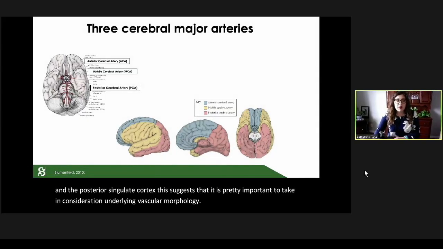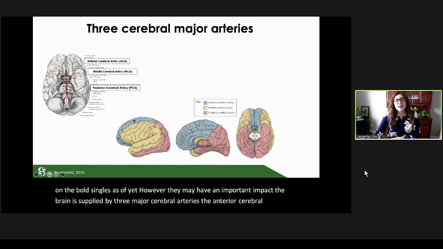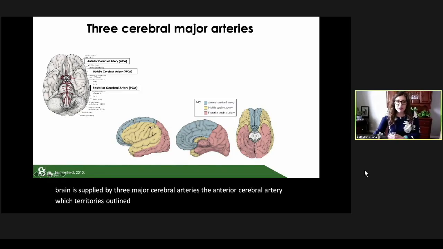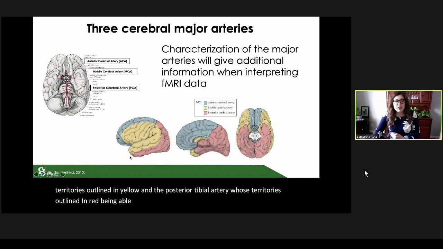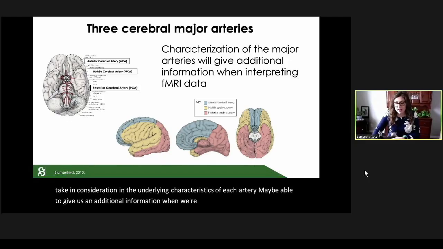In terms of cerebral arteries, they've received little attention in terms of their effect on the BOLD signal as of yet. However, they may have an important impact. The brain is supplied by 3 major cerebral arteries: the anterior cerebral artery, whose territory is outlined here in blue, the middle cerebral artery, whose territory is outlined in yellow, and the posterior cerebral artery, whose territory is outlined in red. Being able to subdivide the brain into each of these regions and take into consideration the underlying characteristics of each artery may give us additional information when we're trying to interpret our fMRI data.